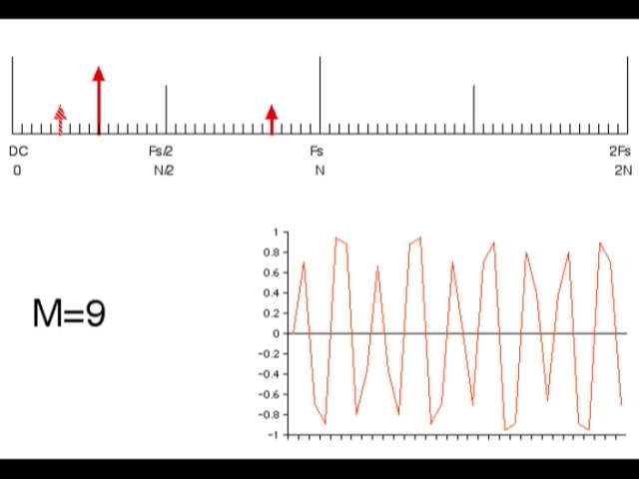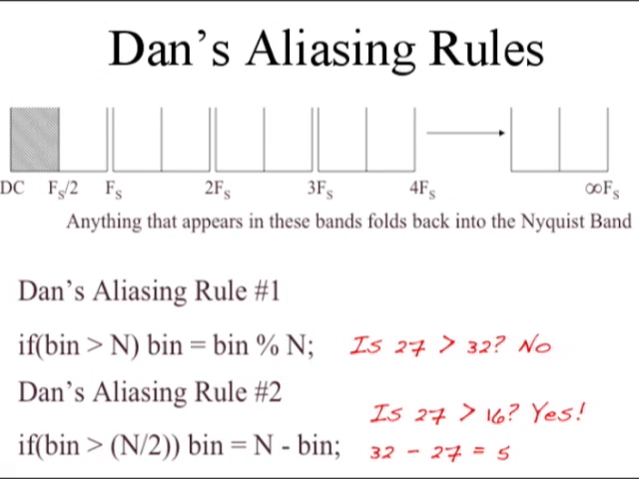We can see in this diagram the alias of bin 27, the third harmonic, falling back in the Nyquist band, but it doesn't seem to have fallen on top of the fundamental. But let's figure out where it went and why. So back to Dan's aliasing rules.